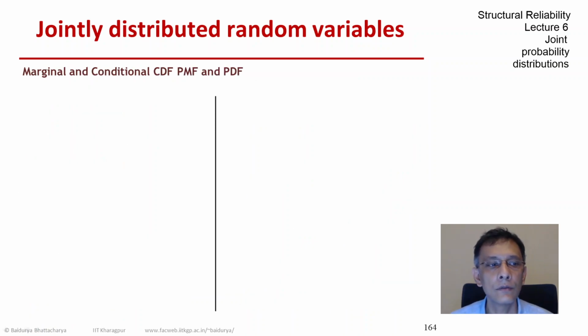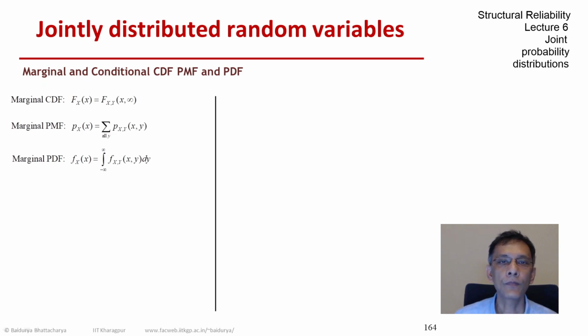The marginal and the conditional probabilities are defined similarly as we did in the case of the univariate random variables. So the marginal CDF, as I said, is simply when you put the argument of the other one at infinity. The marginal PMF is obtained by summing out the other variable. The marginal PDF is obtained by integrating out the other variable. So these are the equations that you see on the screen.